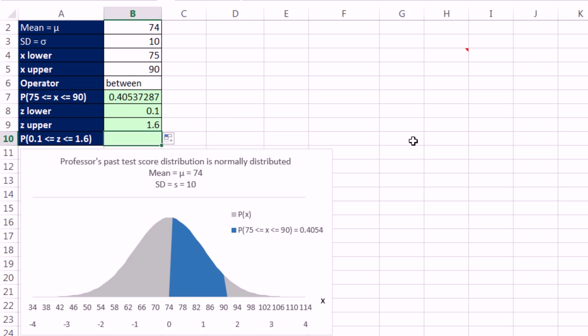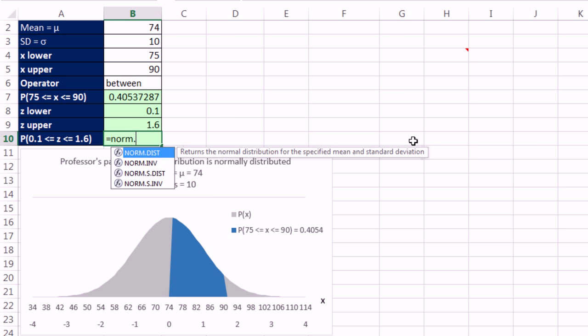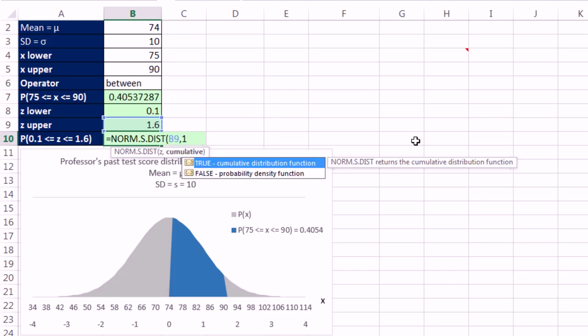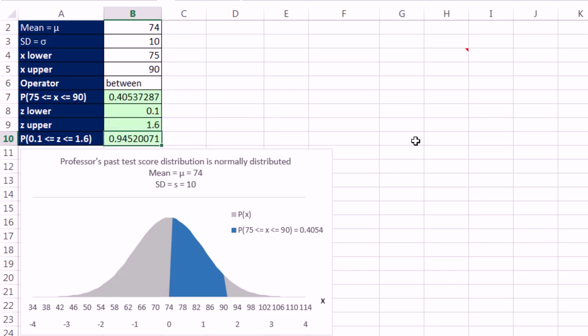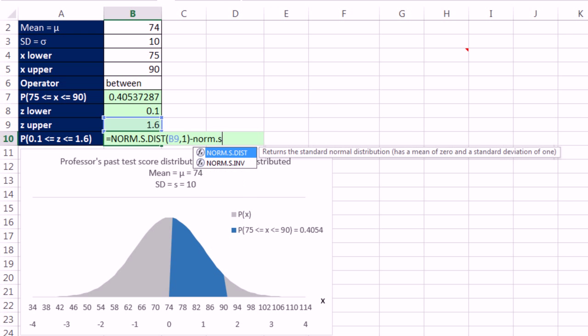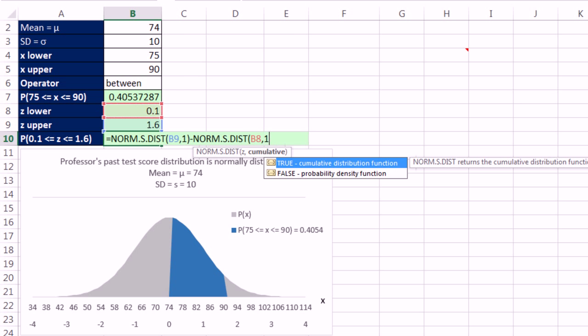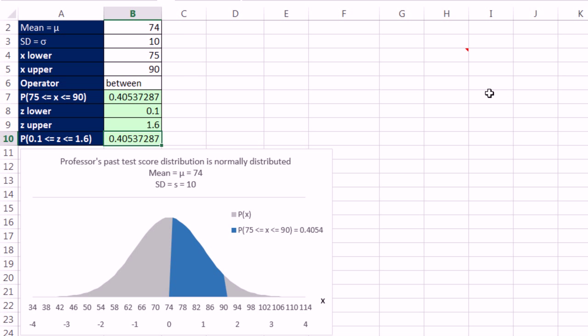Now I'm going to use the equals NORM.S.DIST. The bigger z, comma, 1 for cumulative from the low end, that gives me the probability of getting a z of 1.6 or less, F2 minus NORM.S.DIST. And I'm going to put in the smaller z, comma, 1, close parentheses, Control Enter. I'm going to get exactly the same probability. 40% chance of getting a z between 0.1 and 1.6, or between 75 and 90 on the test.